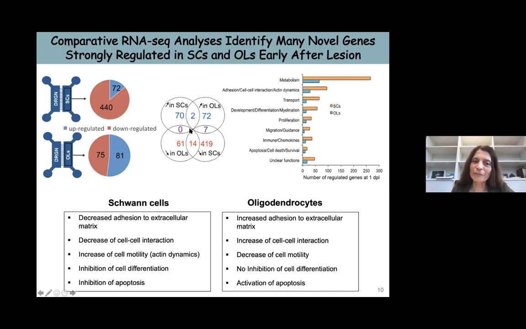And what we found, which we are very interested in, is 7 genes that are oppositely regulated in Schwann cells and oligodendrocytes. So right now we are working on these genes. We have started to work on these genes to see whether, if we revert the regulation of these genes in oligodendrocytes, we could gain the same behavior as Schwann cells. So yeah, that's what we're doing right now.